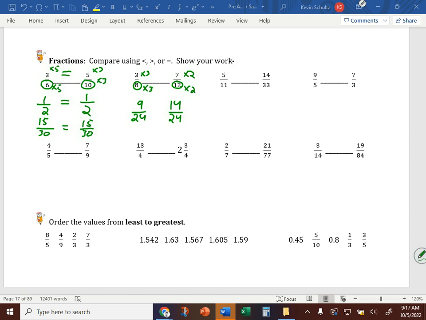Now you can see why 3/8 is less than 7/12, because we have the same denominator. 9/24ths is less than 14/24ths. Okay, that's one way to do it. Anyone have a second way?